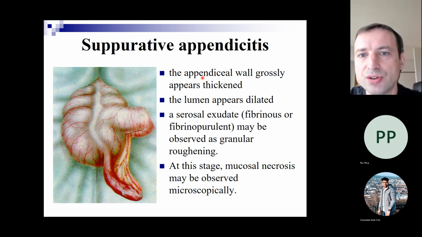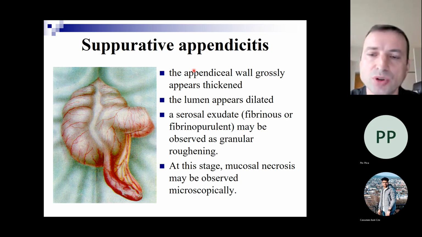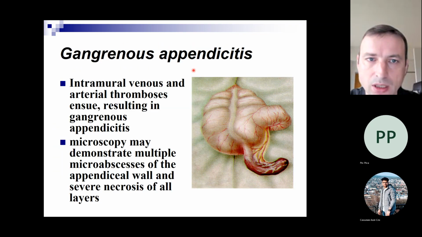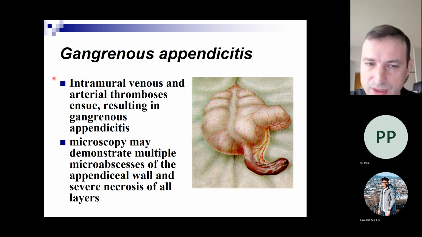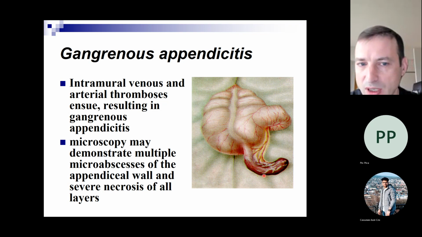In the suppurative stage, the appendiceal wall grossly appears thickened, the lumen appears dilated, and a serosal exudate may be observed as granular roughening. At this stage, mucosal necrosis may be observed microscopically. In the gangrenous stage, intramural venous and arterial thrombosis ensue, resulting in gangrenous appendicitis. Microscopy may demonstrate multiple microabscesses of the appendiceal wall and severe necrosis of all layers.